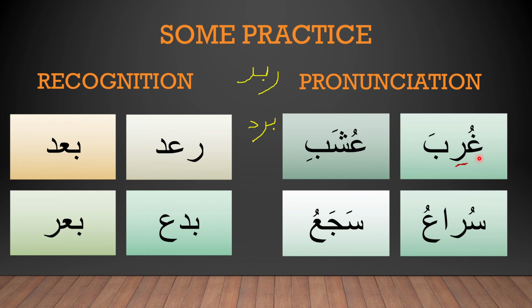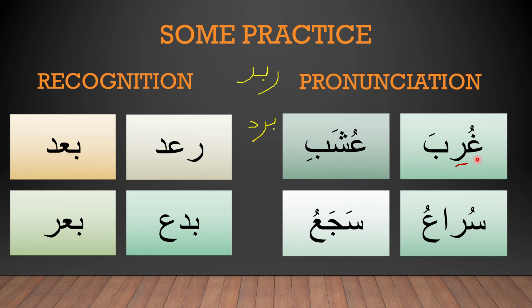Okay. Ghain dhamma ghu, ra kasra ri, ghuri, ba fatha ba, ghuri ba. Ain dhamma u, shin fatha sha, usha, ba kasra bi, usha bi. Sin dhamma su, ra alif ra, sura. Ain dhamma u, sura'u. Sin fatha sa, jim fatha ja, saja. Ain dhamma u, saja'u. One more time.